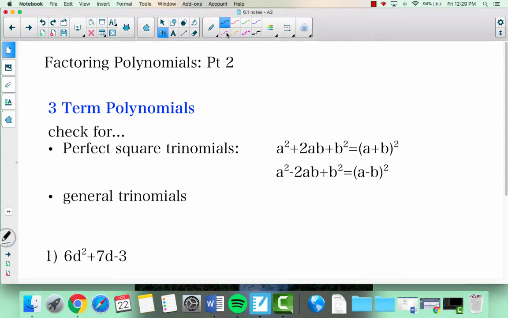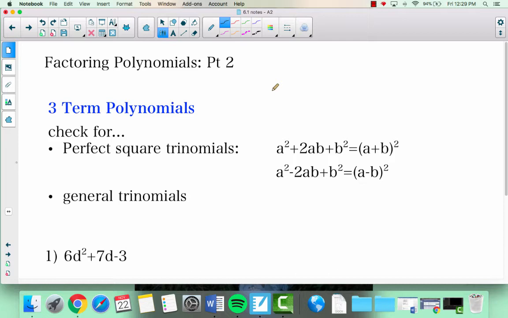In the second part of today's lesson, we're going to talk about three-term and four-term polynomials. In three-term polynomials, you always want to look for the greatest common factor first, just like we did in the last video, and then you're going to check for two things. You're going to check and see if you have a perfect square trinomial or a regular general trinomial. So perfect square trinomials are when the first and last term are perfect squares.